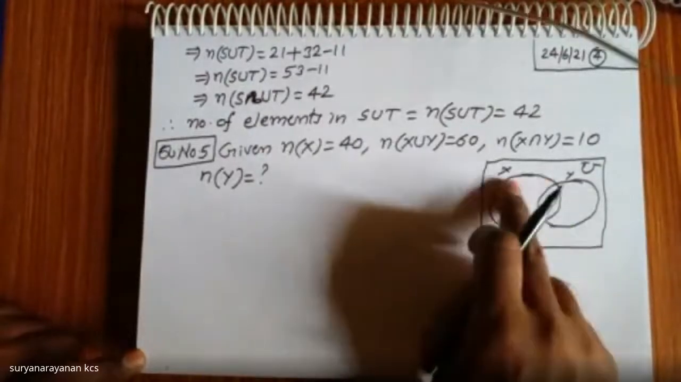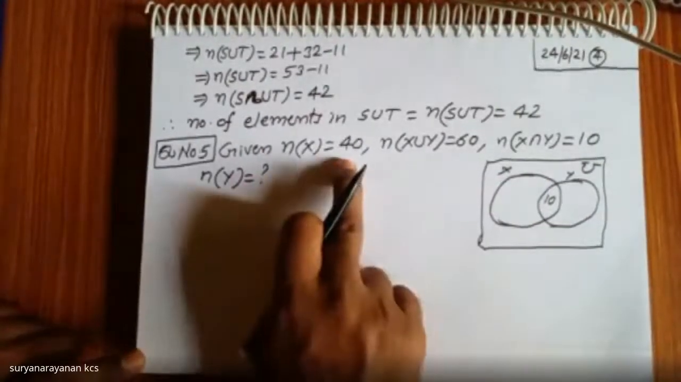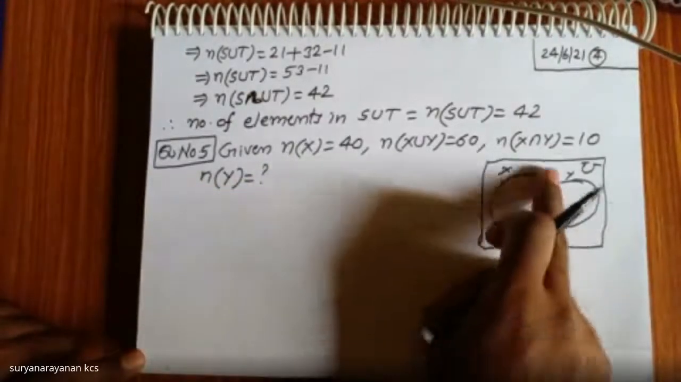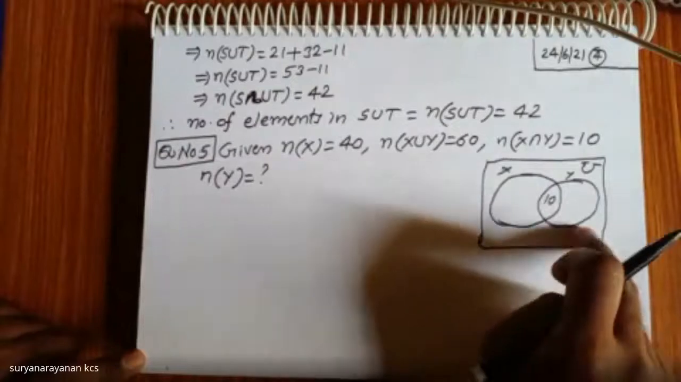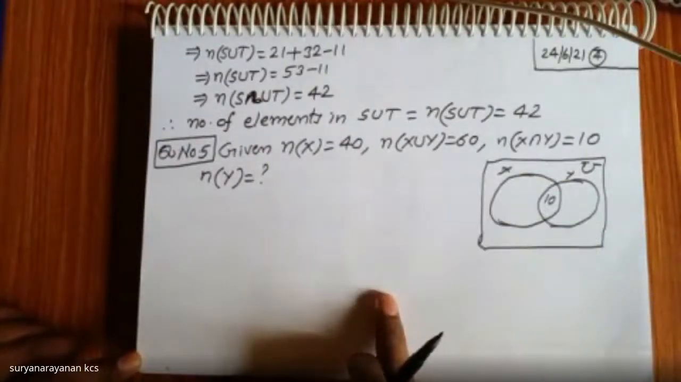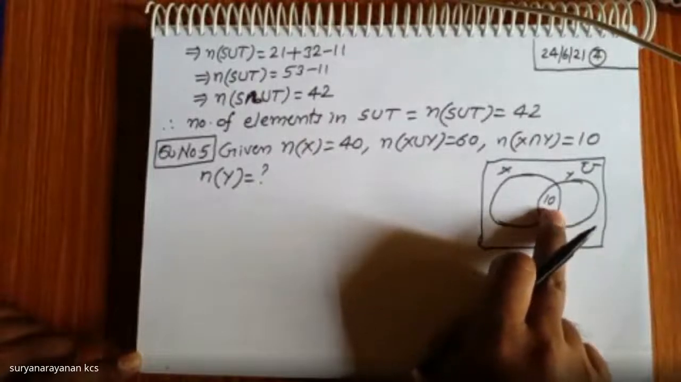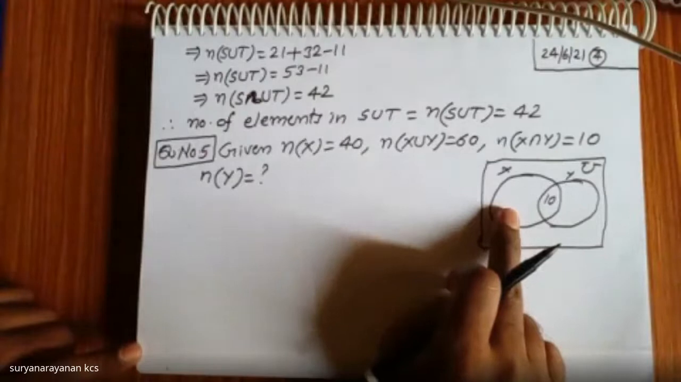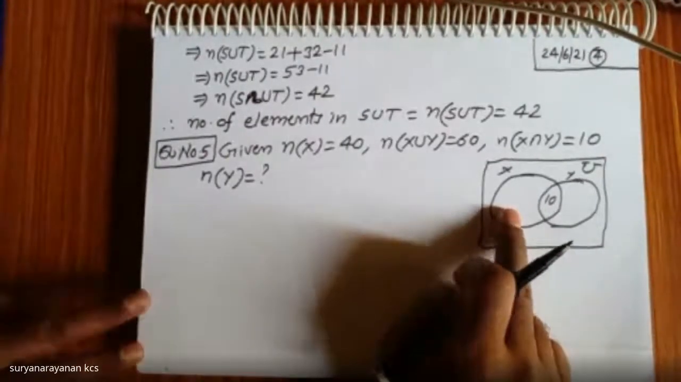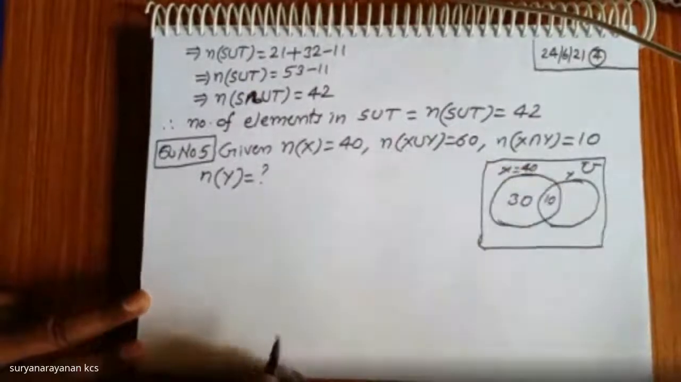N of x, what is N of x here? 40. In this entire circle, there should be 40. Already 10 is there. What is the remaining number here? Yes, very good, my dear Nikhil. 30. This is 40.